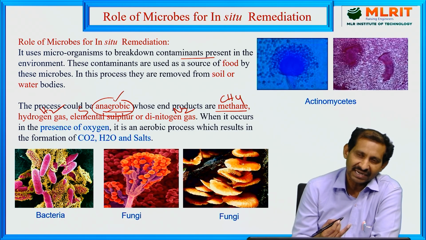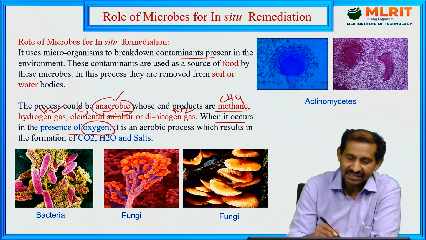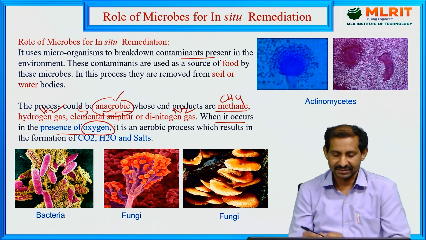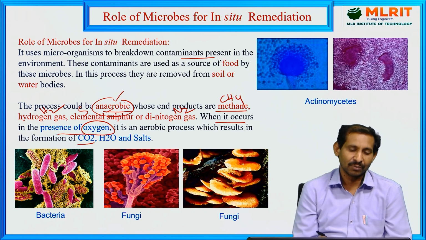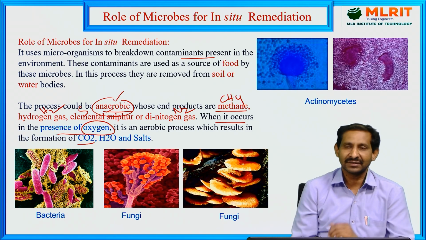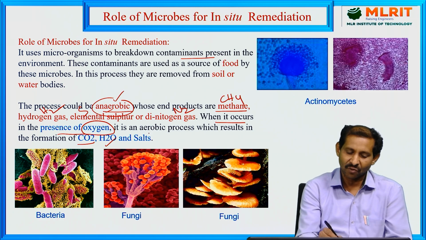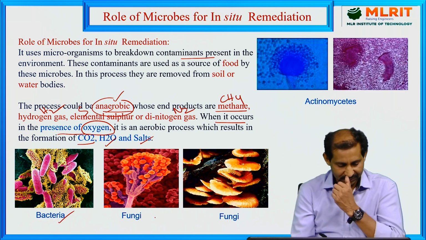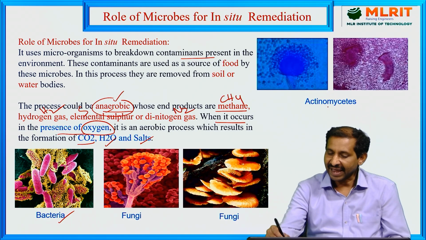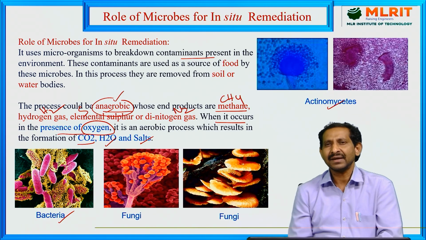The microorganisms work in the absence of oxygen. When it occurs in the presence of oxygen, that is, in aerobic conditions, the end products are oxygen-related compounds. Because we are using oxygen, it is automatically converted to oxygenated compounds: carbon dioxide, water, and some salts. Some of the microbes used are bacteria, fungi, and actinomycetes. Different actinomycetes are used as microbes.